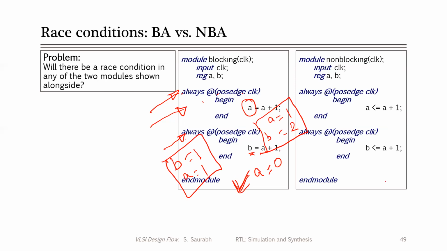Now, is there a race in the second block, with non-blocking statements? Here we have used blocking statements. In the other one, everything else is the same; only instead of blocking, we are changing it to non-blocking. Will there be a race in the second block?